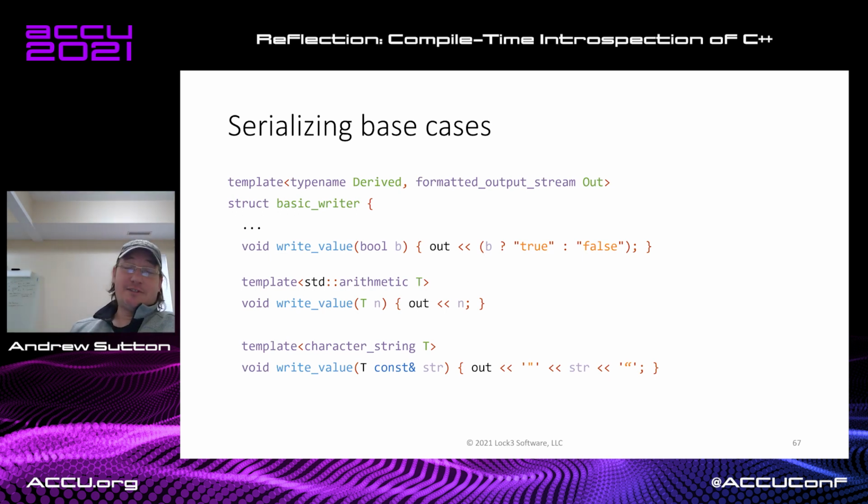So arithmetic as a concept is basically any integral type or floating point type. We can just write out the value of those things. Character string is just a concept that I invented for the purpose of this slide. It's not even in my implementation on the struct algo repo. I realized I didn't write this generally enough. This would cover cases like every specialization of standard basic string for any character type, for any set of character traits, and also for string view. So these are kind of the primitives that we want.